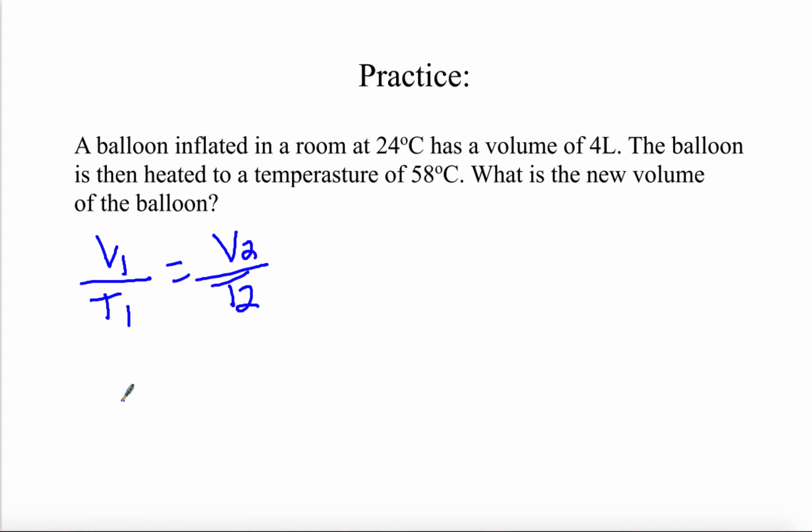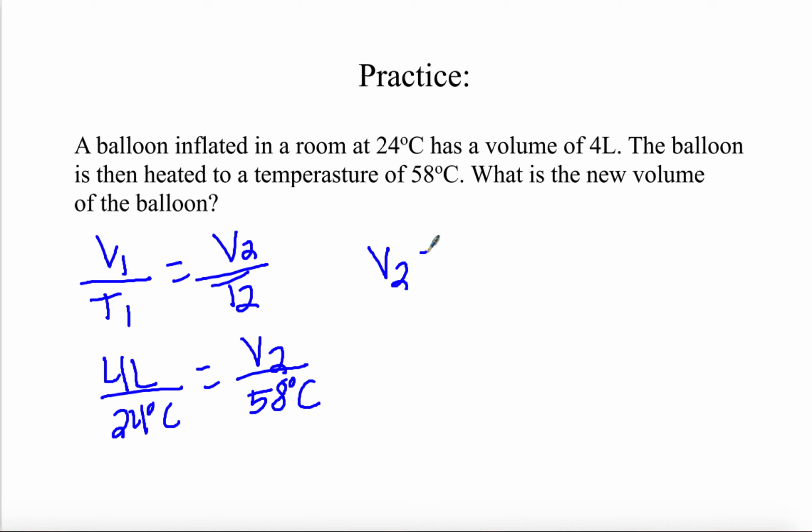Right. So our initial volume, 4 liters, and our initial temperature, 24 degrees centigrade. And we are asked what is the new volume. So we're looking for V2 when the temperature rises up to 58 degrees. Okay, so just doing a little bit of algebra here, you get that V2, your final volume, is equal to 9.66 liters.